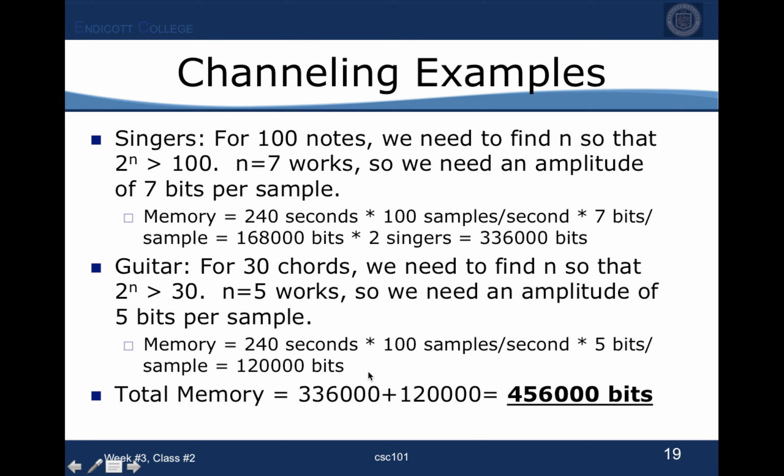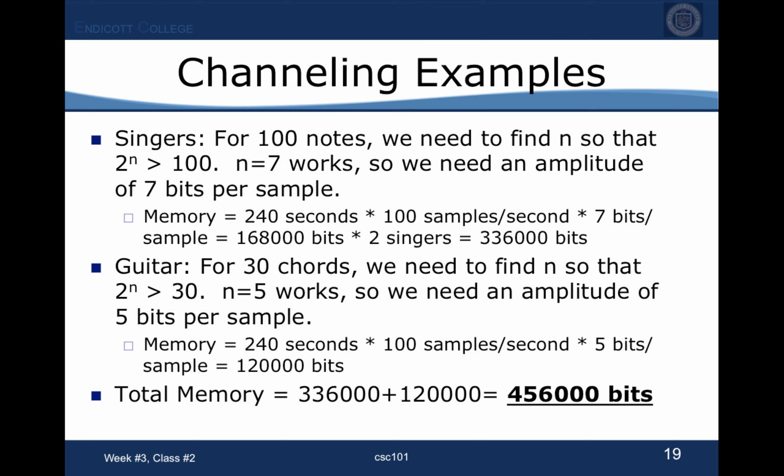And there's only 1 guitar, so I don't double it for the fact that there were 2 singers. And I get 120,000 bits. So if I put these tracks on top of each other, which we're not going to talk about how to do that, but if I did, I would just need all the bits from this group plus all the bits from that group. So if I just add them up, you get almost 500,000 bits, which again is not a lot, right?